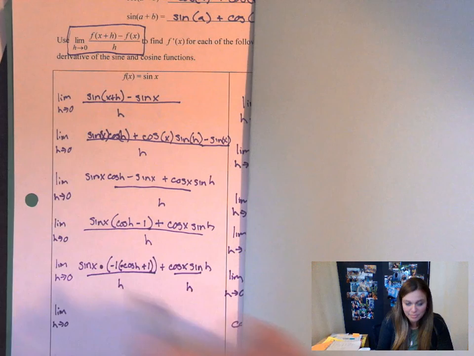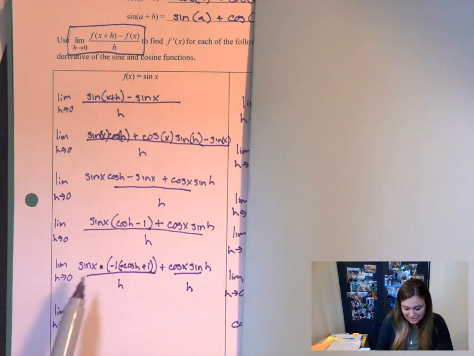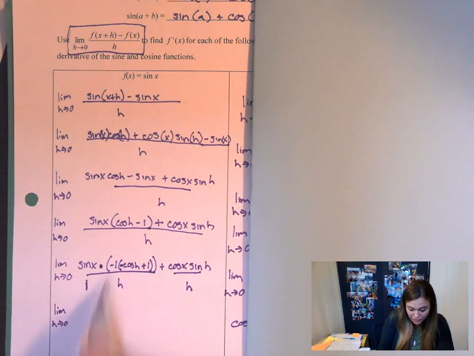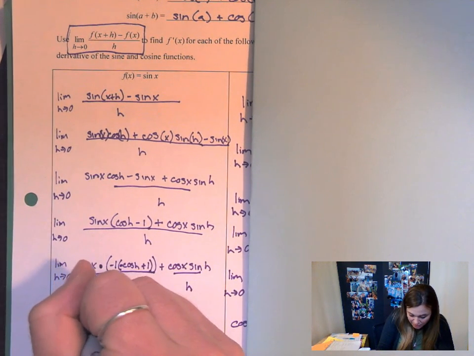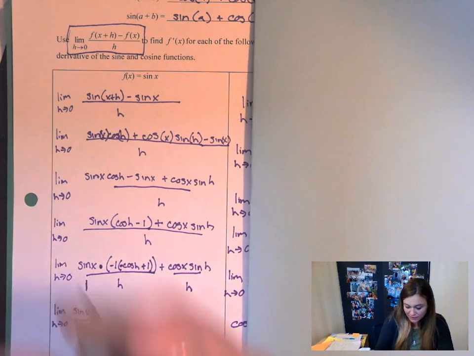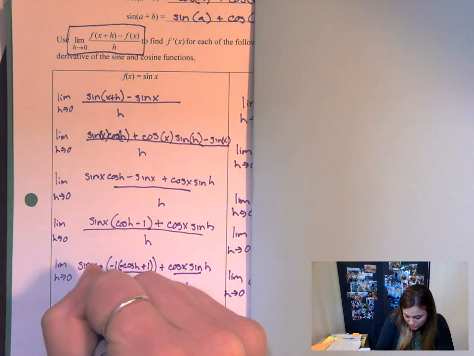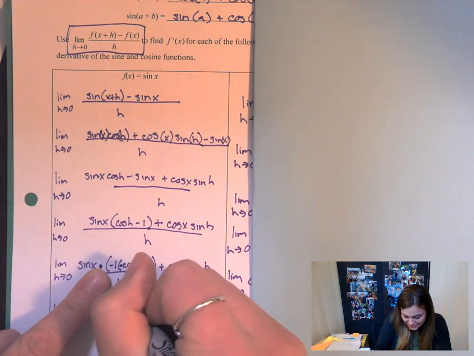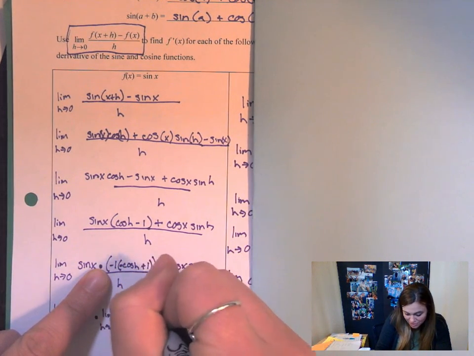I'm going to split up the limits even more, because I could say sine of x over 1 times this whole mess of a fraction. So I'm just going to split this up and say the limit as h approaches 0 of just sine of x, times the limit as h approaches 0 of this mess. And I'm going to rewrite this slightly, and you might be with me now.